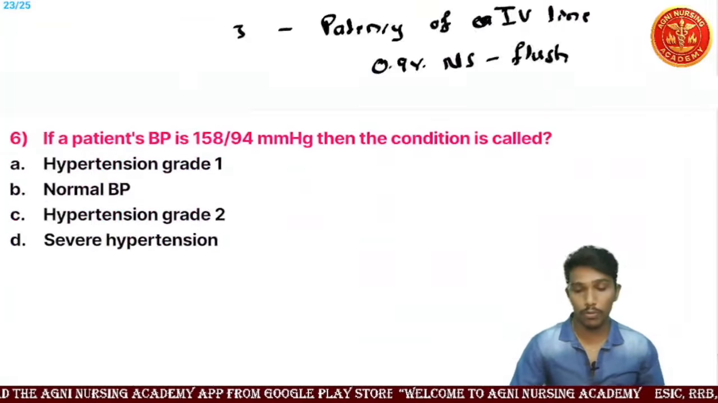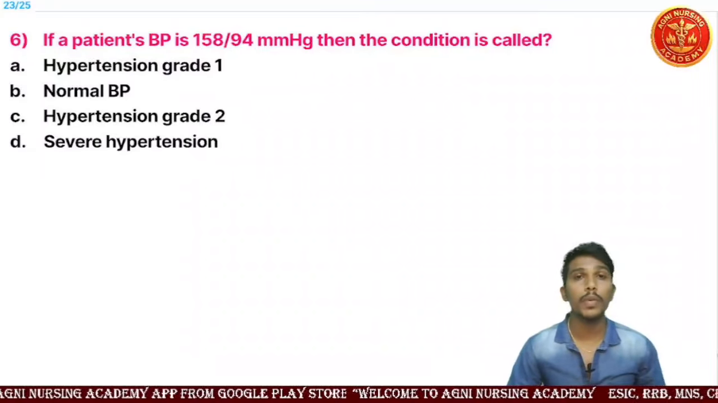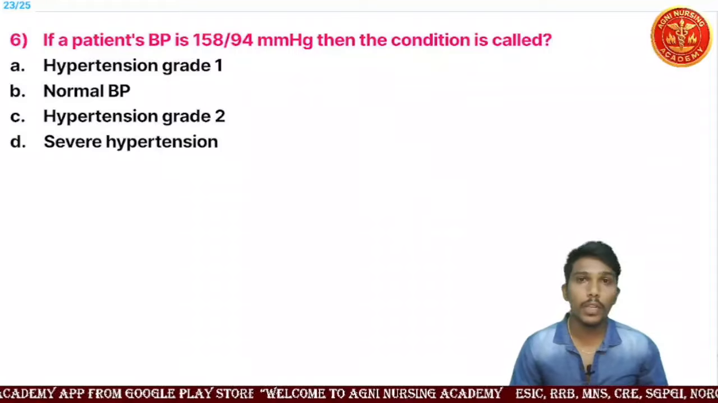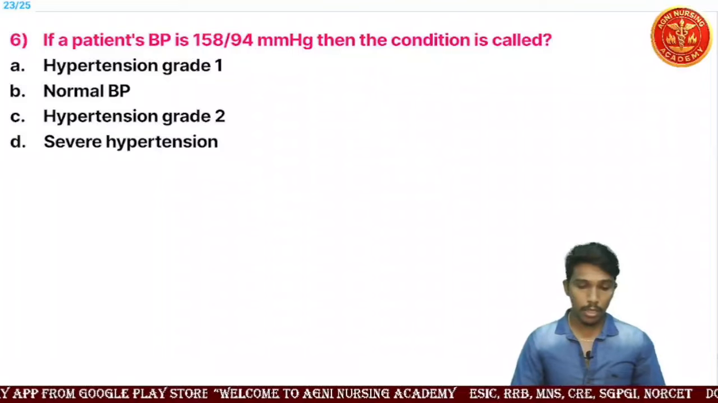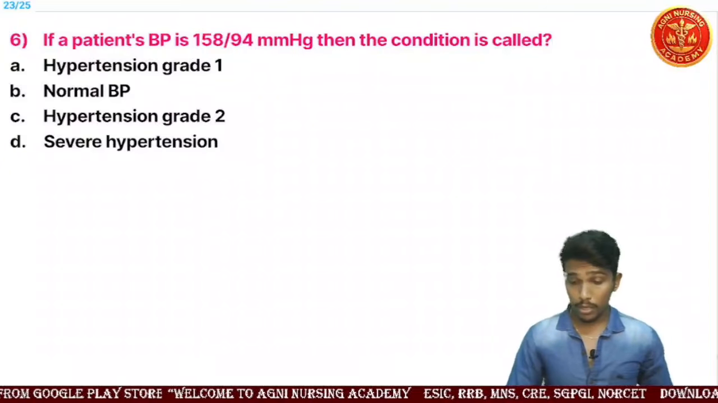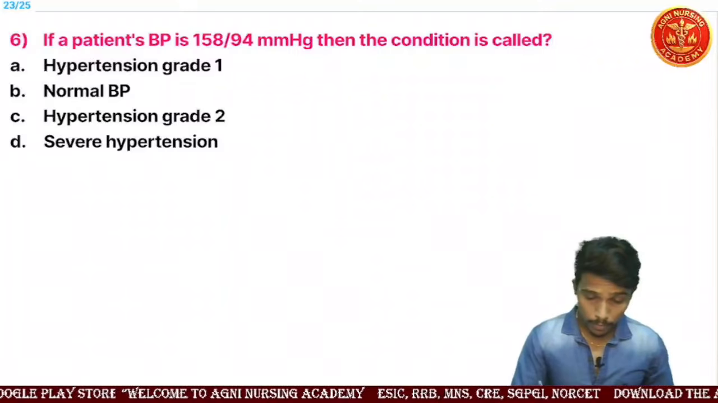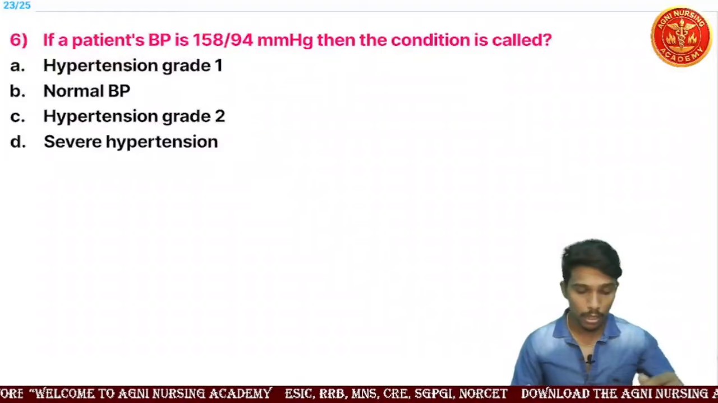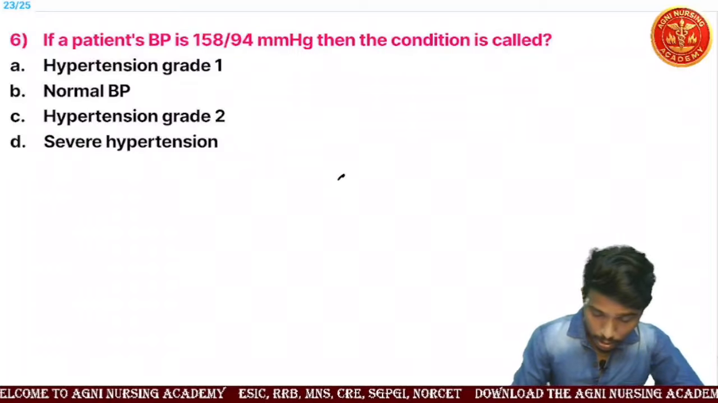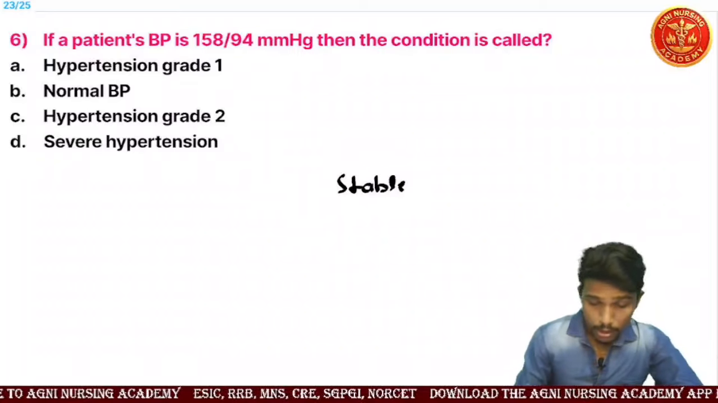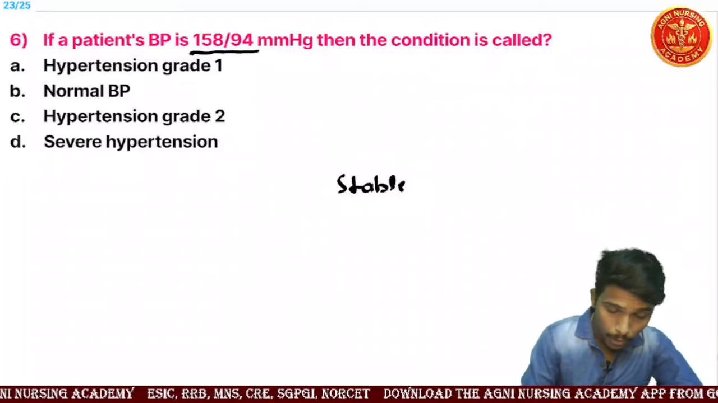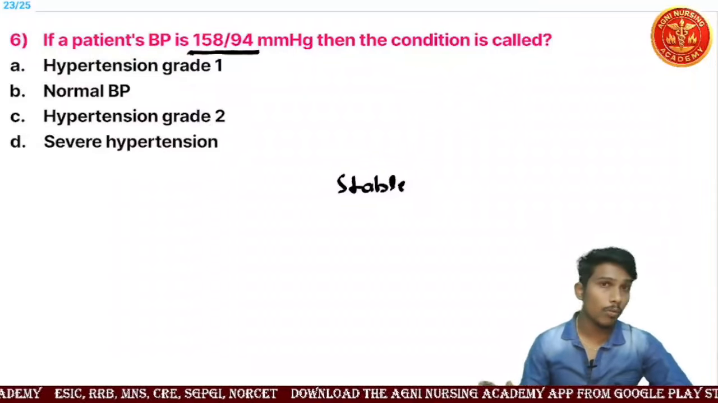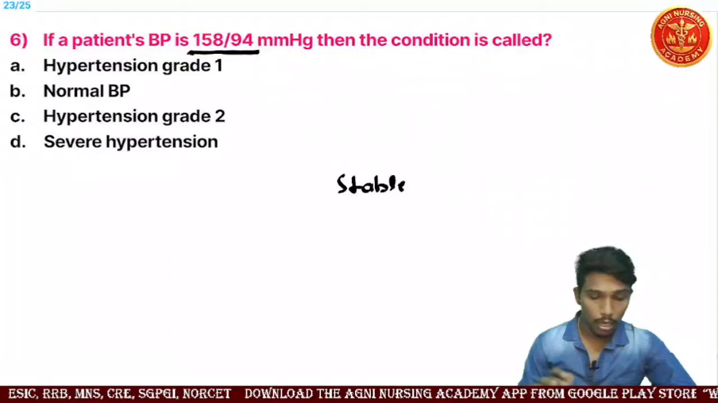Okay, move on to the next question. If the patient's BP is 158/94 mm Hg, then the condition is called. In this question, they asked about types of hypertension or BP. There are 5 types, or 4 types, in hypertension. First one is stable. Here the BP seen in this question is not in the normal condition. It is higher than normal.